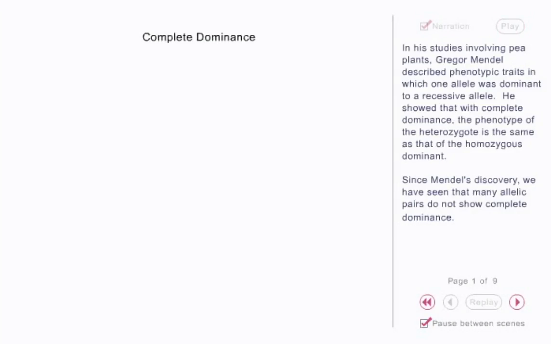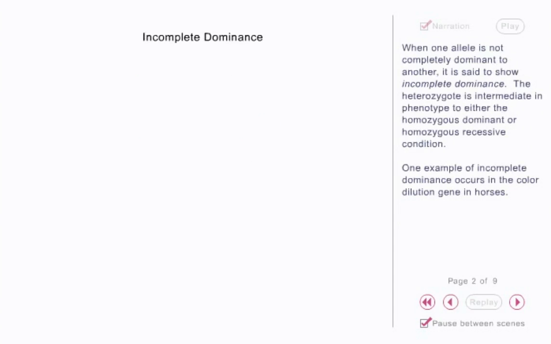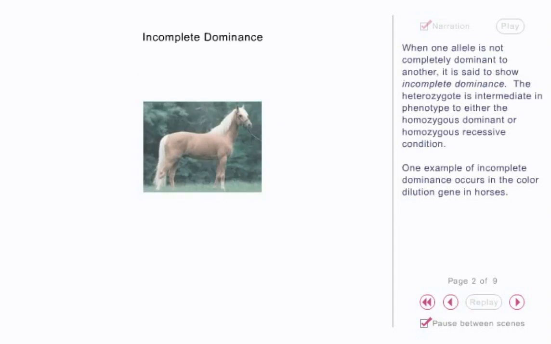In his studies involving pea plants, Gregor Mendel described phenotypic traits in which one allele was dominant to a recessive allele. He showed that with complete dominance, the phenotype of the heterozygote is the same as that of the homozygous dominant. Since Mendel's discovery, we have seen that many allelic pairs do not show complete dominance. When one allele is not completely dominant to another, it is said to show incomplete dominance.